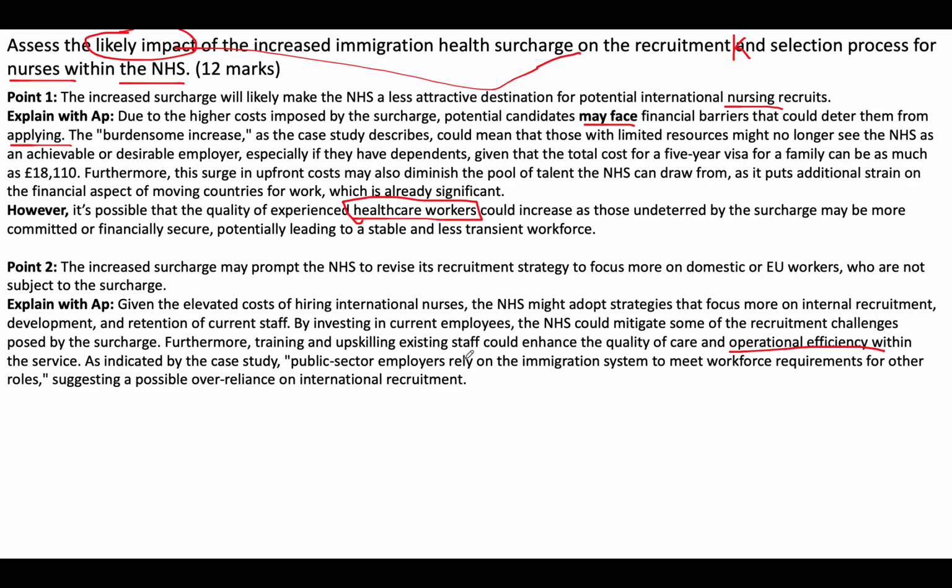Public sector employers rely on immigration systems to meet workforce requirements for the roles, and then we need a bit of an interpretation here, or we're just quoting something and it won't reach the level 4 criteria, suggesting. Sometimes I encourage my students to write things like this could be interpreted as, but suggesting is perfectly good, a possible over-reliance on international recruitment.